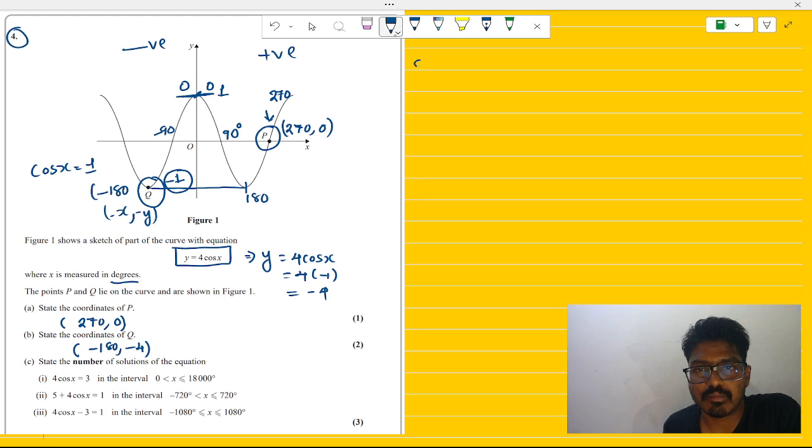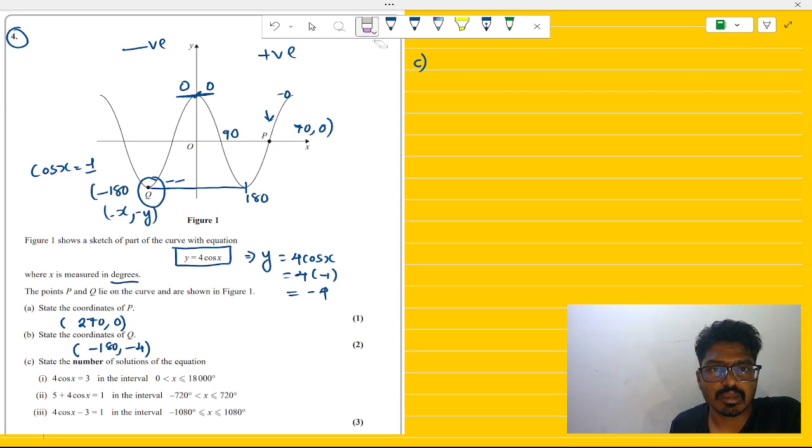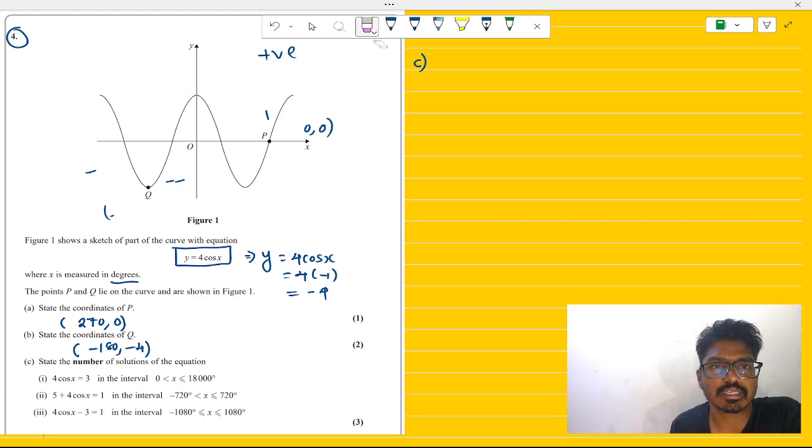For part C, let us first read the question. State the number of solutions of the equation. To find the number of solutions, first let us clear out what is there in our diagram so that it will be easy for us to analyze.